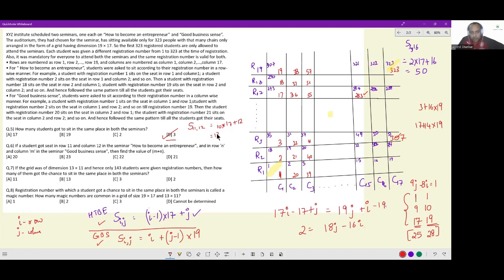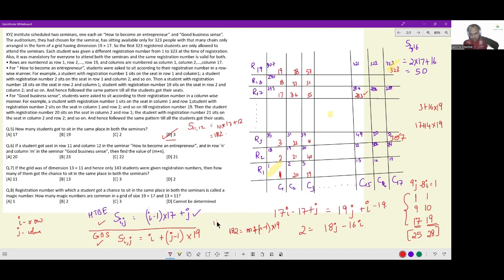10 into 17 plus 12 or 182. Now, if this number is 182, this is equal to N, because his row N and column M. So M plus N minus 1 into 19. This is what we are seeking. So the highest multiple of 19 under 182 is 171, the ninth multiple.